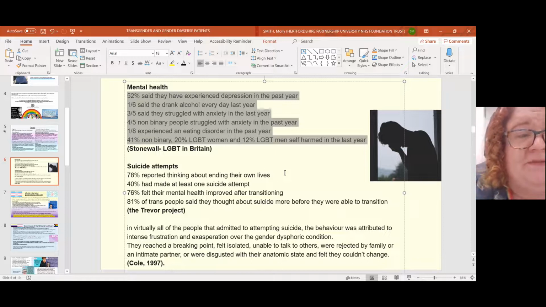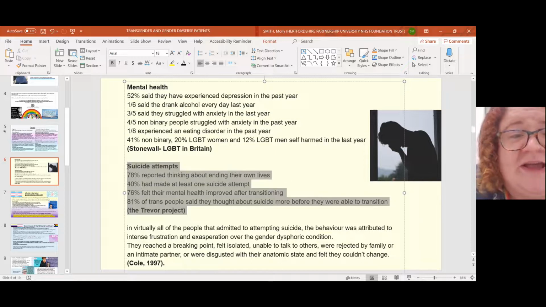For suicide attempts, this comes from the Trevor Project, again, a really good charity. They do a lot of research for the LGBTQ plus community. 78% of the LGBT community reported thinking about ending their own lives when they were surveyed. 40% of the people surveyed had made at least one suicide attempt. And 76% felt their mental health had improved after transitioning. So that's a positive thing, isn't it? That their mental health improves when they're transitioning to the gender they identify with.